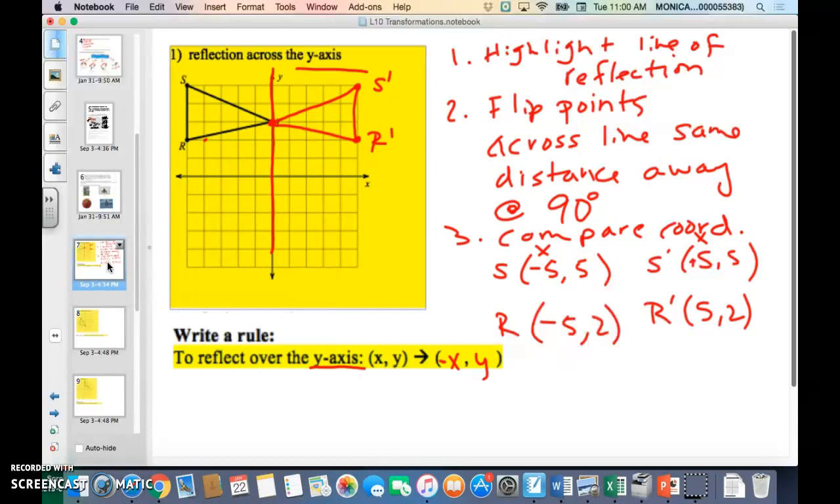So reflect across the y-axis, y stays, x changes. And that's always going to work, no matter what. And that's the rule. Y stays the same, x changes.